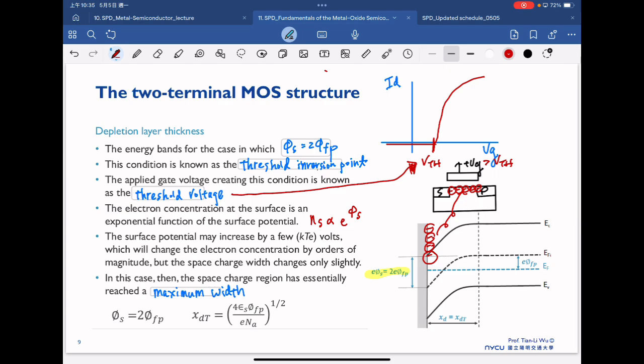So the analysis of this two-terminal MOS structure is, in the end, going to help us understand the MOSFET. So we should always, from time to time, correlate the electrical results in the MOSFET with the analysis in the MOS capacitor.